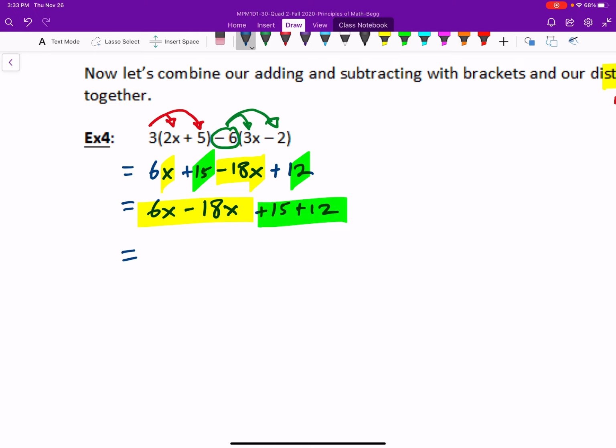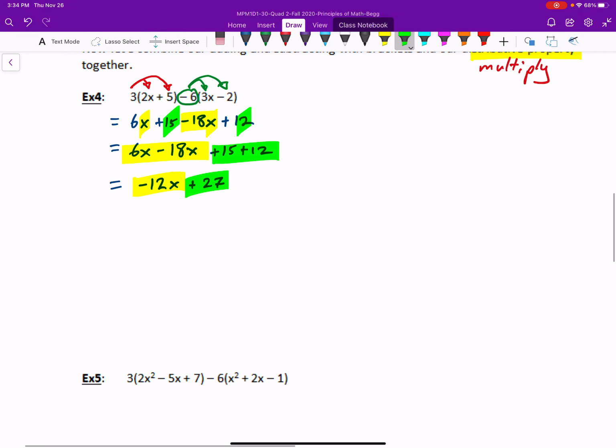So then if I do 6 minus 18, we've seen before that we could just do 18 minus 6 is 12 and take the sign of the bigger one. It's going to be minus 12x. That's what that simplifies down to. And then 15 plus 12 is 27. And again, I've got two terms that are not like terms, so I would leave it like that. Okay.